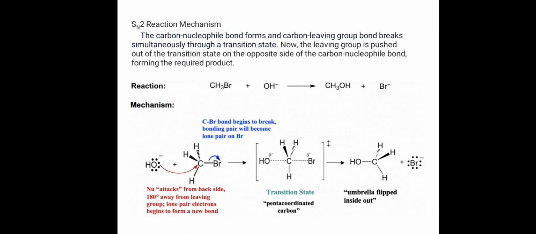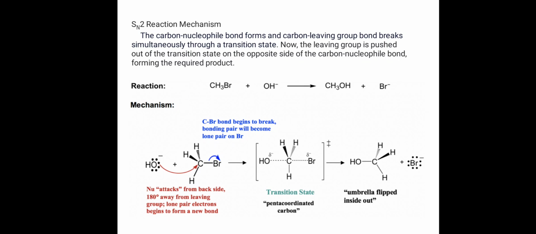Reaction: an alkyl bromide, generally an alkyl halide, here methyl bromide, reacts with hydroxide ion to form methyl alcohol, leaving bromide ion. See the reaction. This is the sp3 hybridized carbon atom. The bromine is bonded to the sp3 hybridized carbon atom of the methyl group.